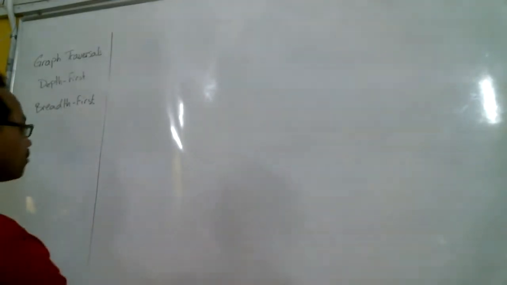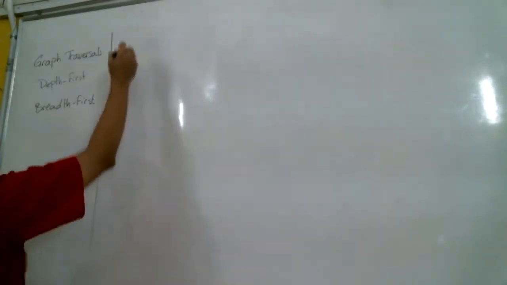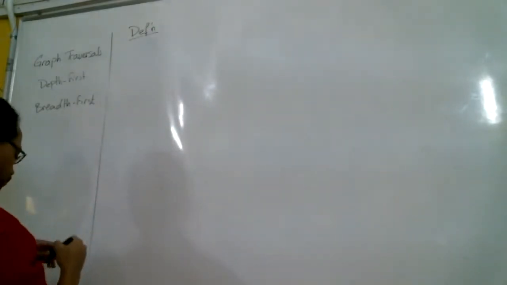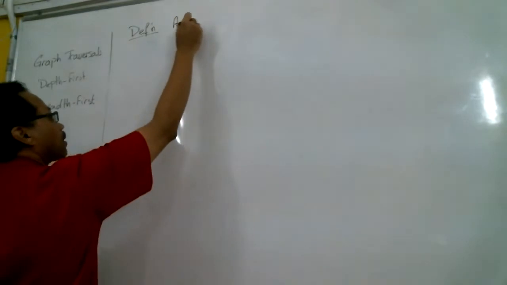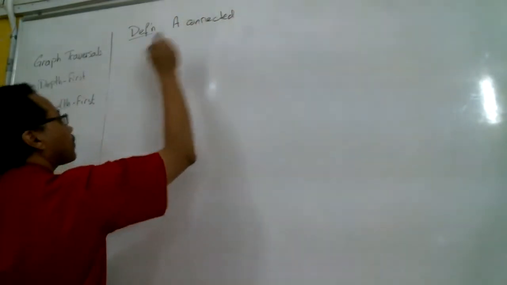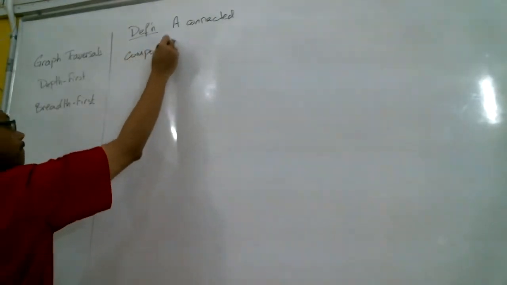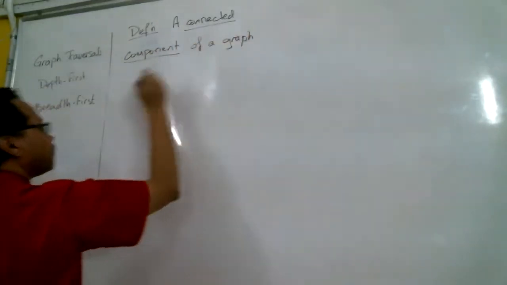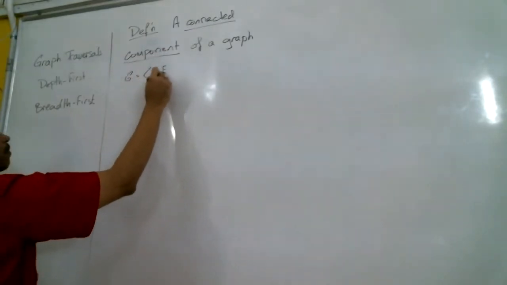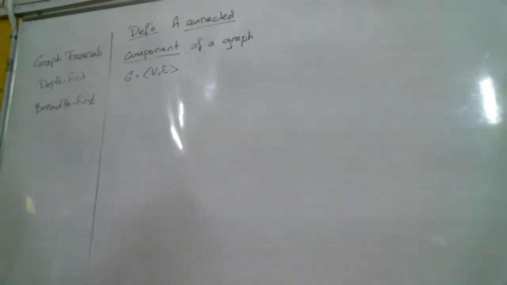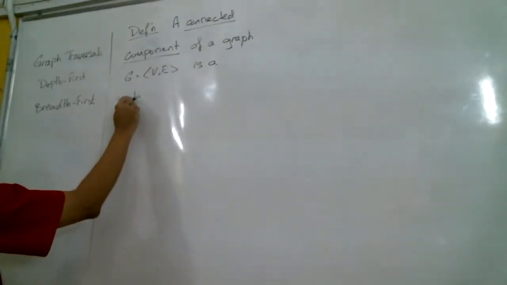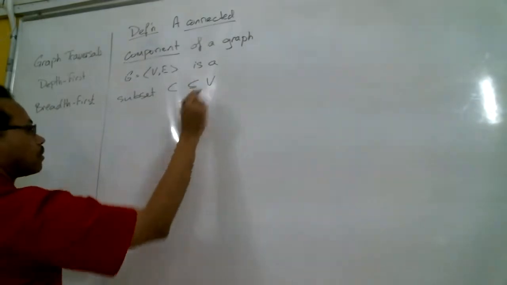Now we have a technical term for that. It's called connected. So a connected component of a graph. Remember that a graph is a pair of sets, V and E. So a connected component of a graph G is a subset C of V, a subset of nodes.